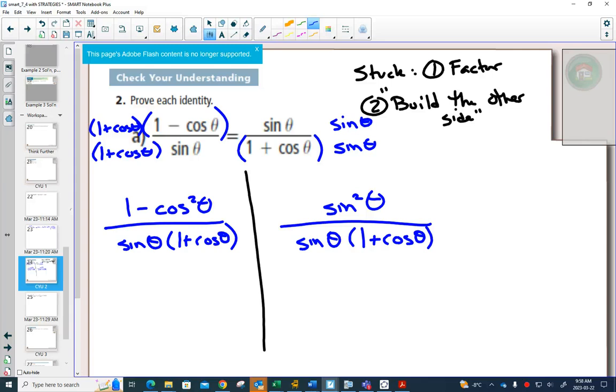Sine squared plus cos squared equals 1. Can you see that if you move the cos squared theta to the right, you would get 1 minus cos squared? So I can, without losing a mark, immediately change that to sine squared theta.